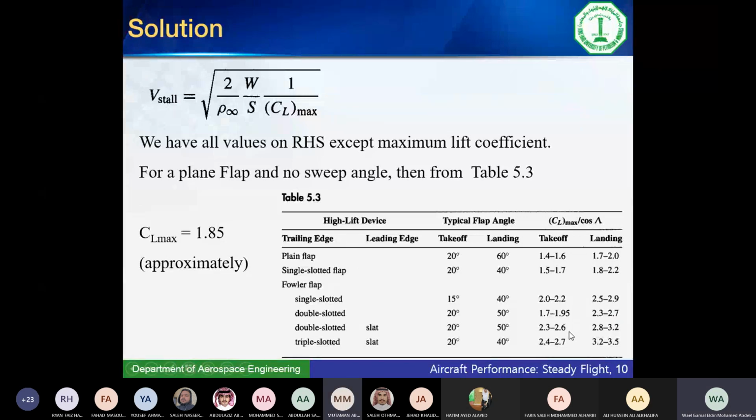Yes. Why did you choose the landing CLmax? Okay. Why didn't you choose the takeoff? Okay. What speed do you want to calculate? The stall speed. Do you agree it is the slowest speed the aircraft can fly?